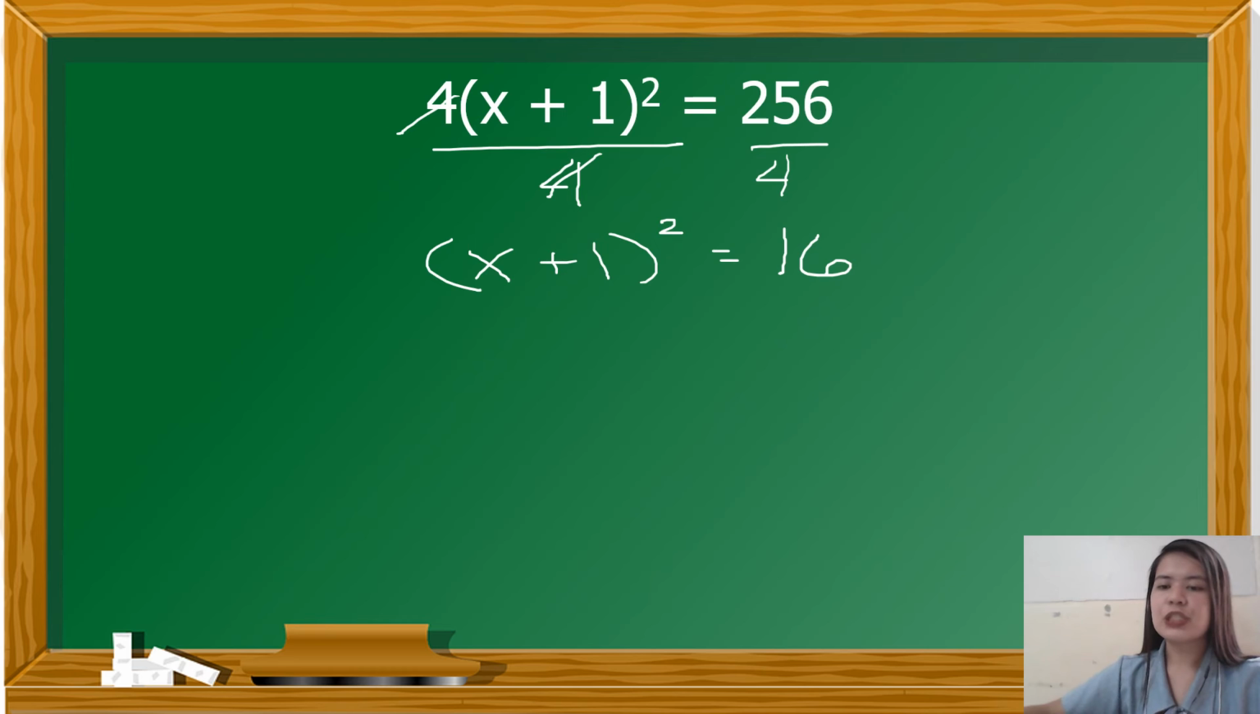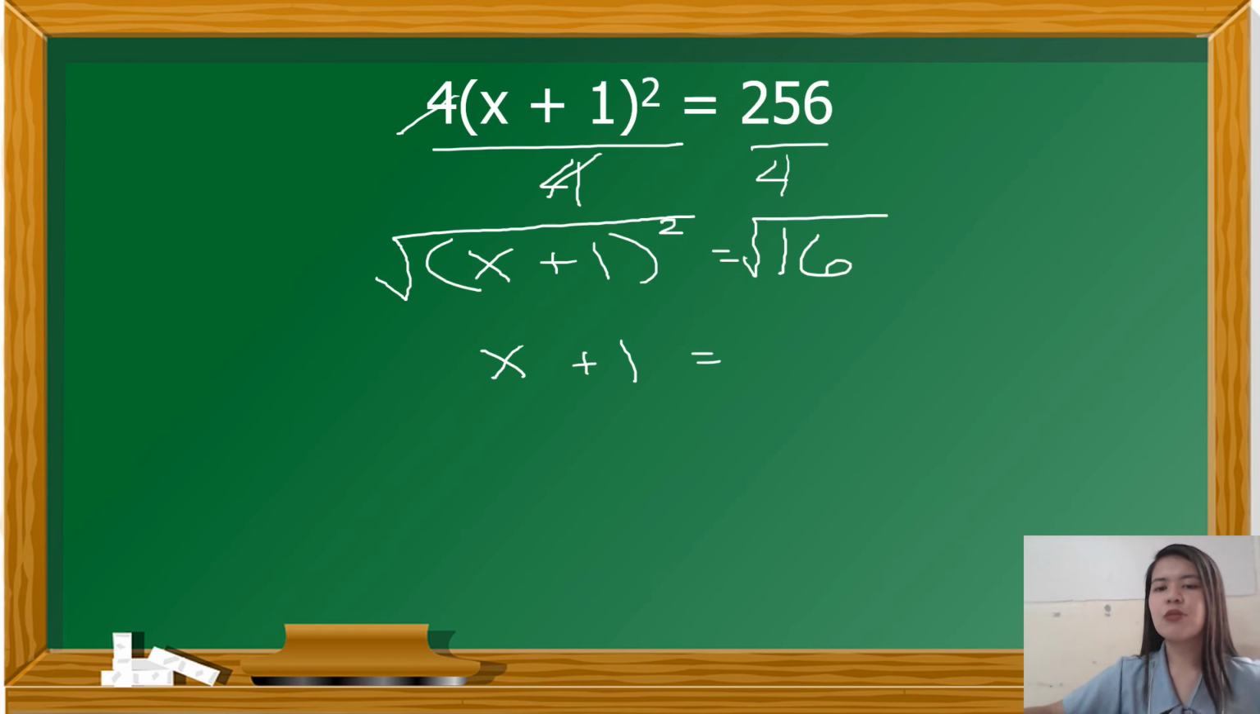Now, let's proceed to our next step. We will get the square root of both sides to eliminate the exponent 2 on the left side of the equation. So the square root of x plus 1 squared is x plus 1, which is equal to square root of 16, and that is positive negative 4. Now, we have again two cases.